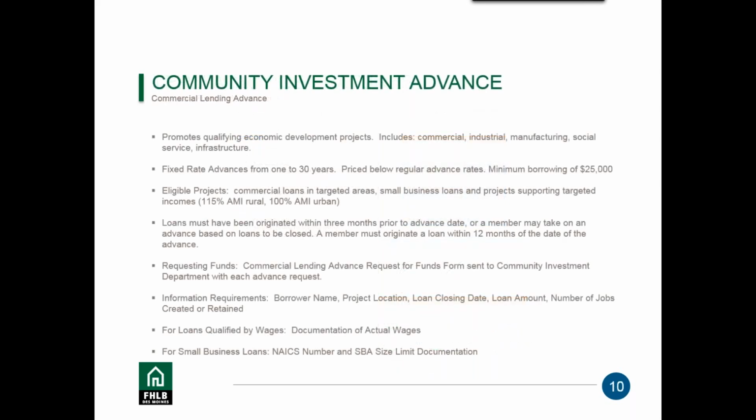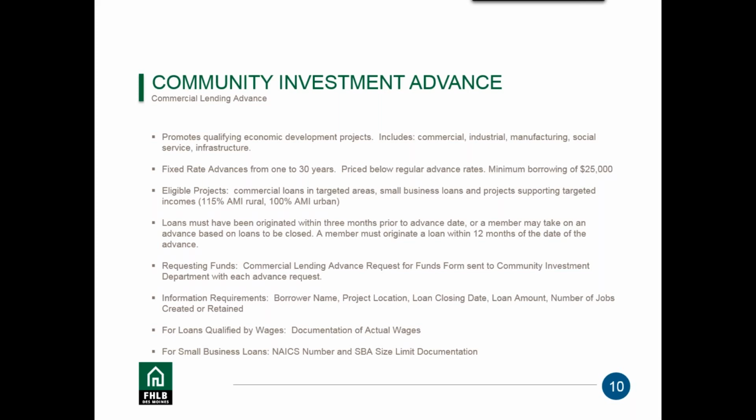So let's deal with two aspects of the community investment advance. They're divided into the commercial and the residential world. I'll just give a few minutes for each. The commercial lending advance is designed to back qualifying development projects. Advances may have maturities ranging from 1 out to 30 years with a minimum borrowing level of $25,000.